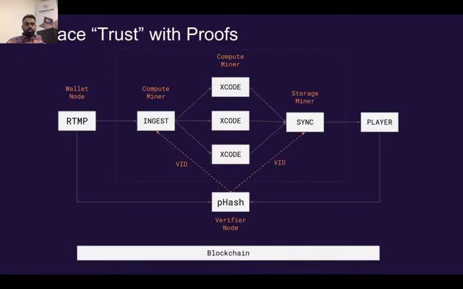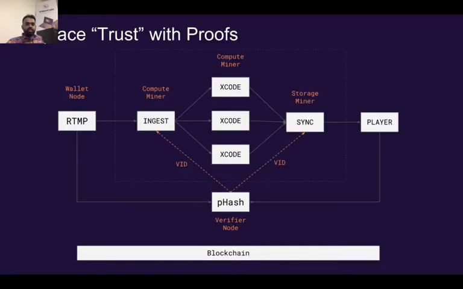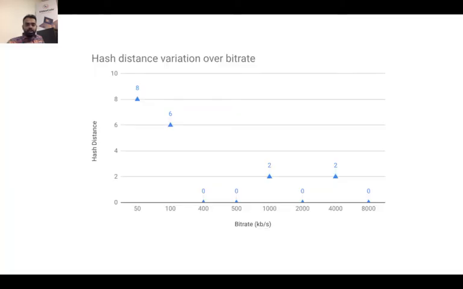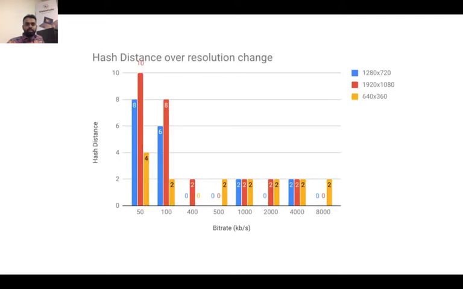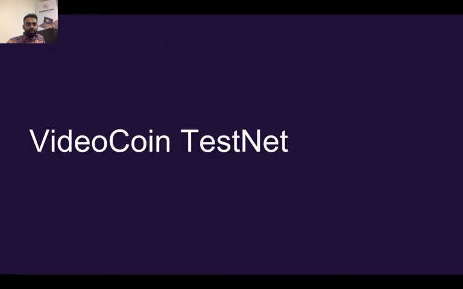In this one, we will mainly focus on the VideoCoin architecture and the testnet itself. These parts explain how we have implemented proof of transcoding using a perceptual hash function, which I've covered in depth in our blog. We've done a lot of performance measurements that you can see in these graphs, and also our philosophy behind verified nodes and the consensus mechanisms we use. Do take a look at these things, and we hope you find that informative. So, jumping right into the VideoCoin testnet.